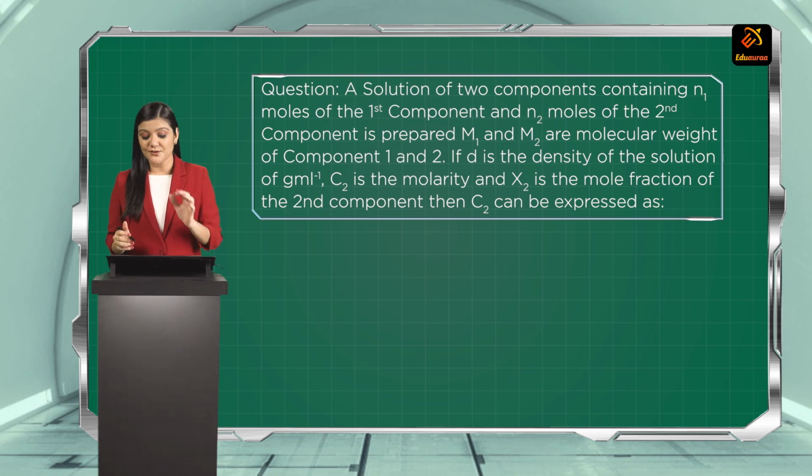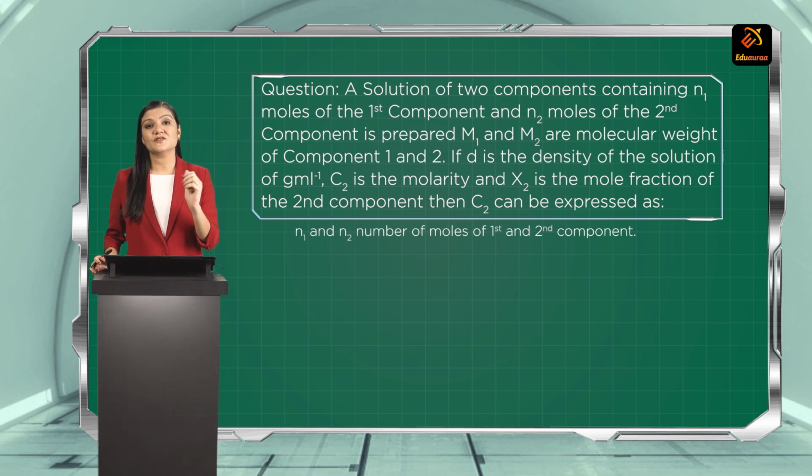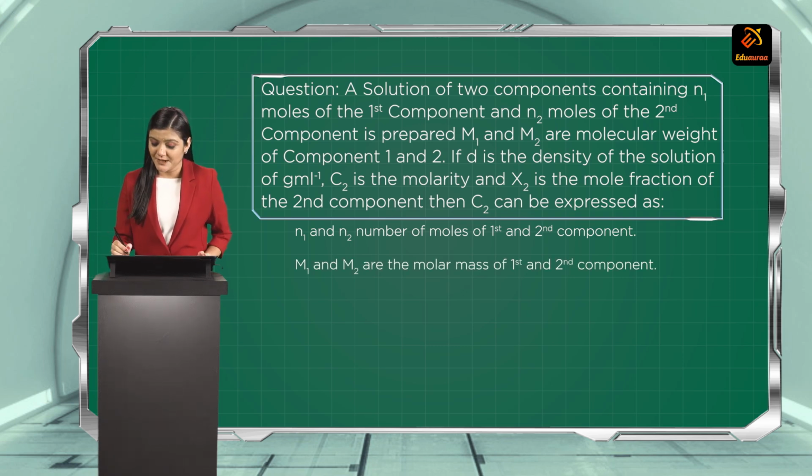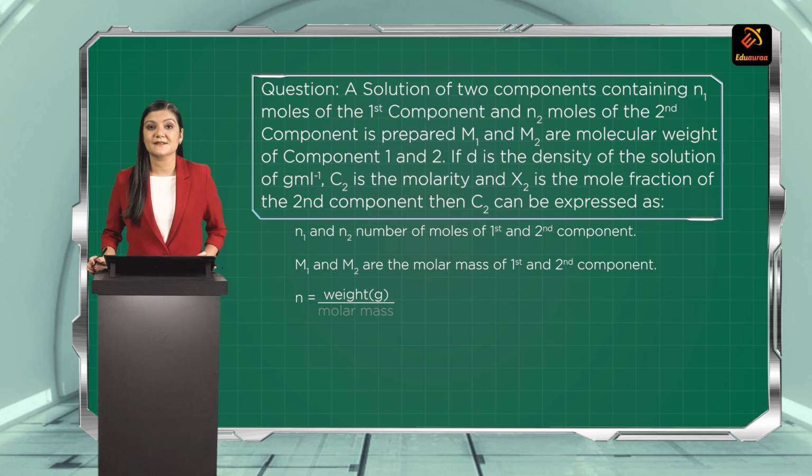Let's start with the solution. In the question, it is given that N1 and N2 are the number of moles of first and second component. M1 and M2 are the molar mass of first and second component respectively. So students, by using the number of mole, we can find out the mass of that component by using number of mole is equal to weight in gram upon molar mass. So weight in gram is equal to number of mole multiplied by molar mass.